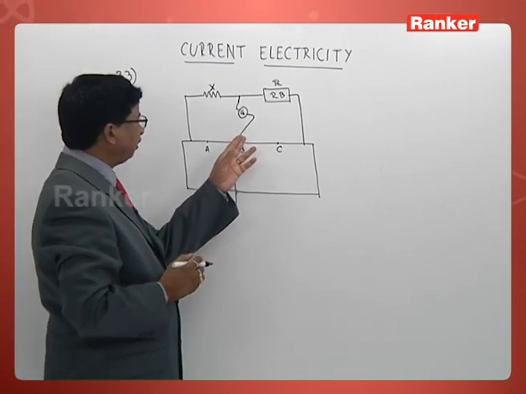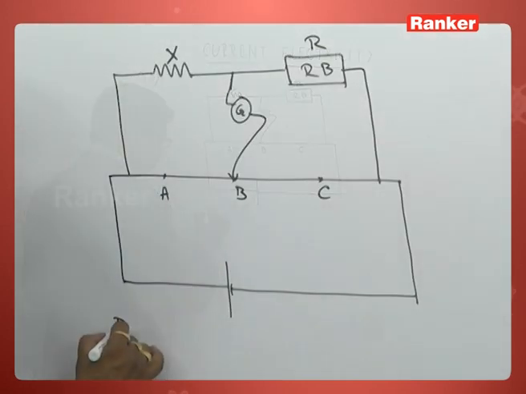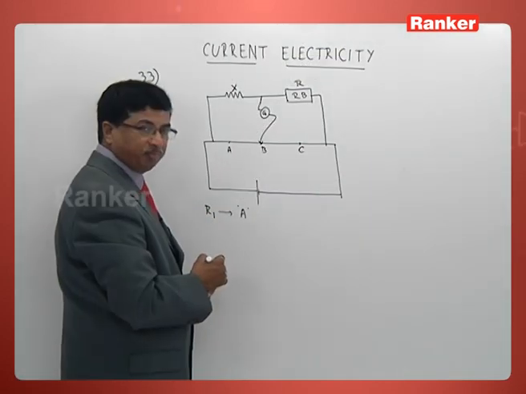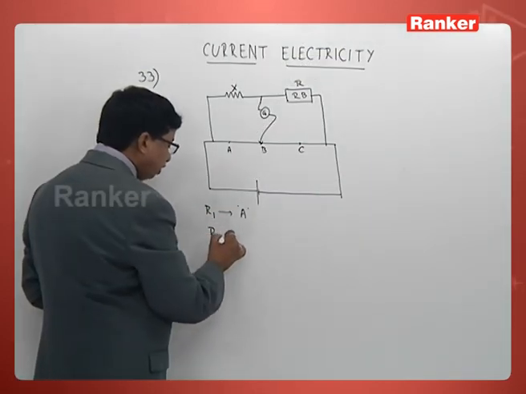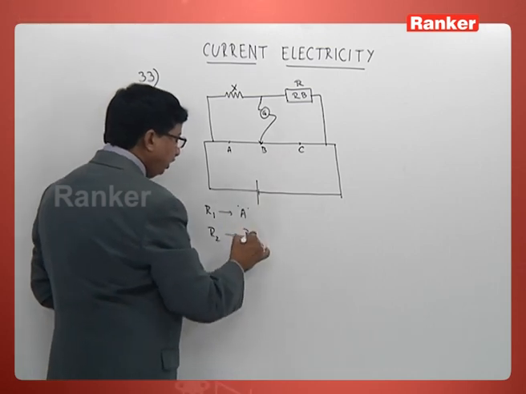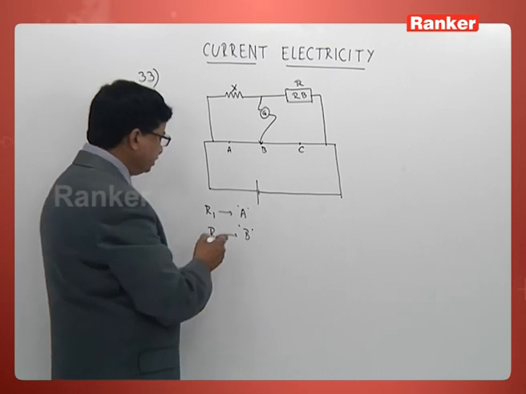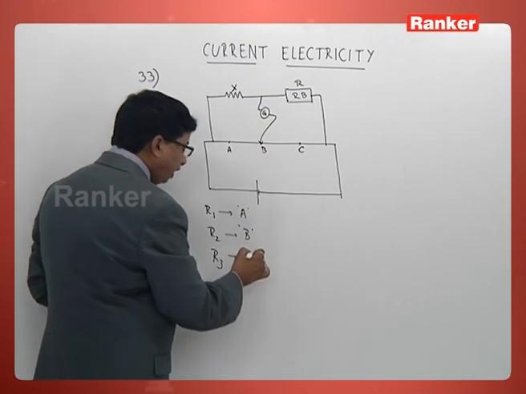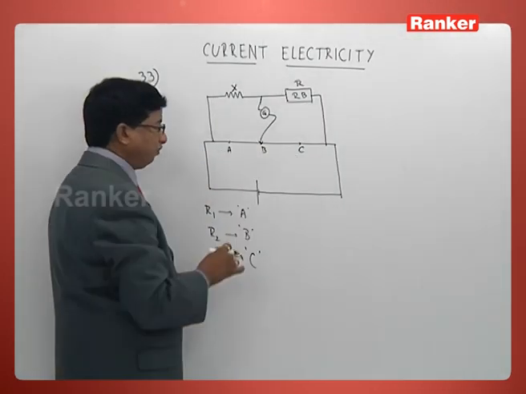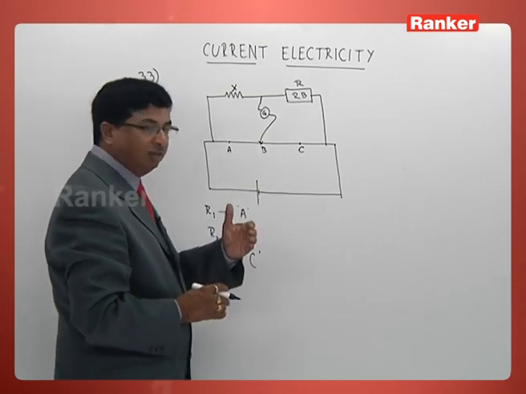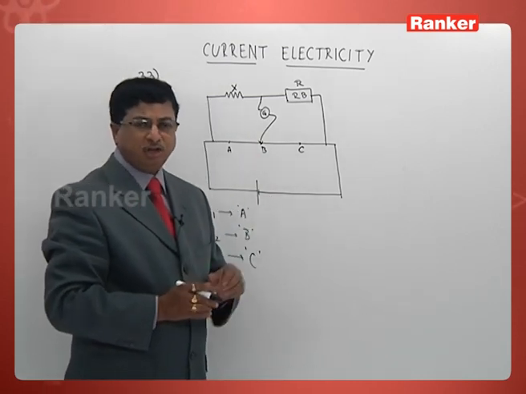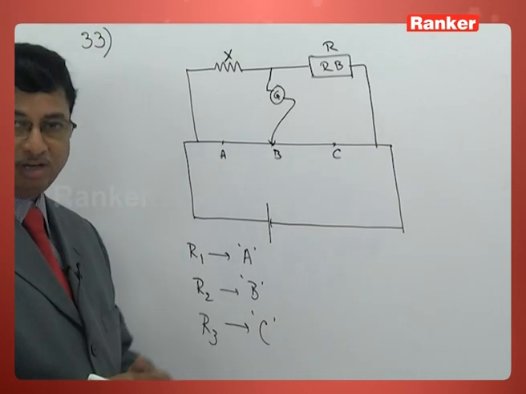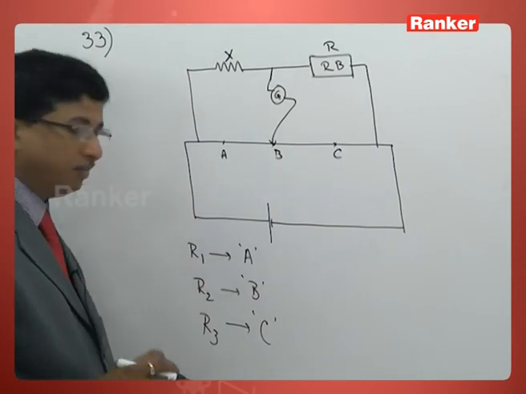But all of you can understand, when the resistance in the resistance box is R1, the balance point is obtained at A. When the resistance in the resistance box is R2, the balance point is obtained at B. Similarly, when the resistance in the box is R3, the balance point is obtained at C. That is the description in the question. Now the question is, when will this value of X be more accurate in all the three different cases?